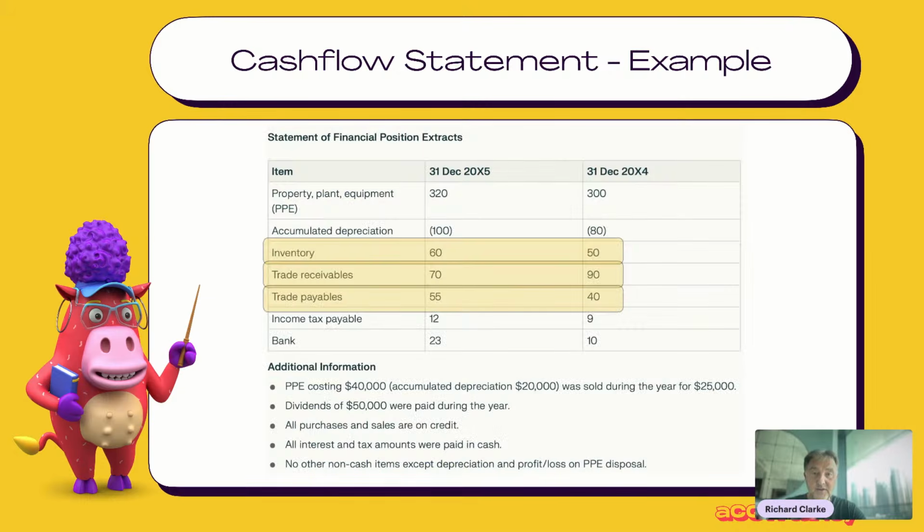So that's all that. Then he tells us PPE cost 40, and he tells us the accumulated depreciation was 20. What was the net book value is my question to you. If it cost us 40 and the depreciation on it was 20, the net book value was 40 minus 20, 20. And we sold it during the year for 25. So we sold it for 5 more than the net book value. We've made a gain on the disposal of a non-current asset.